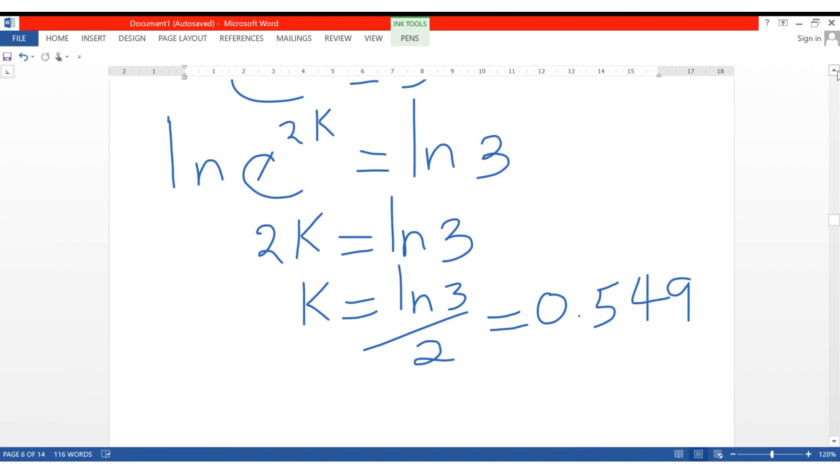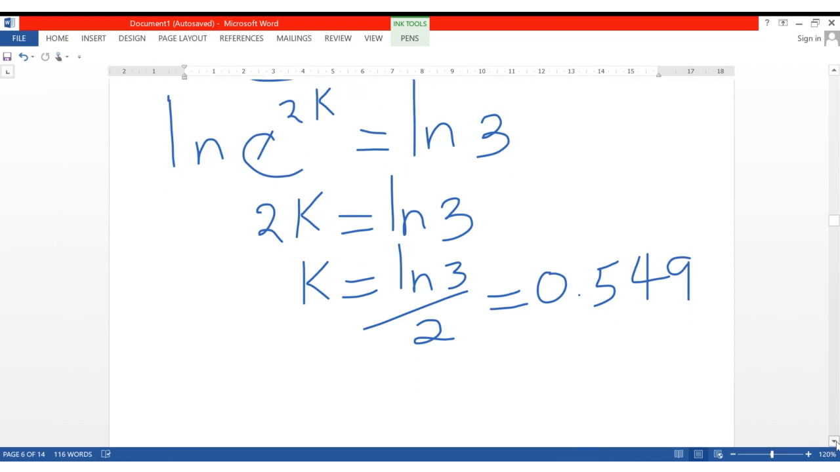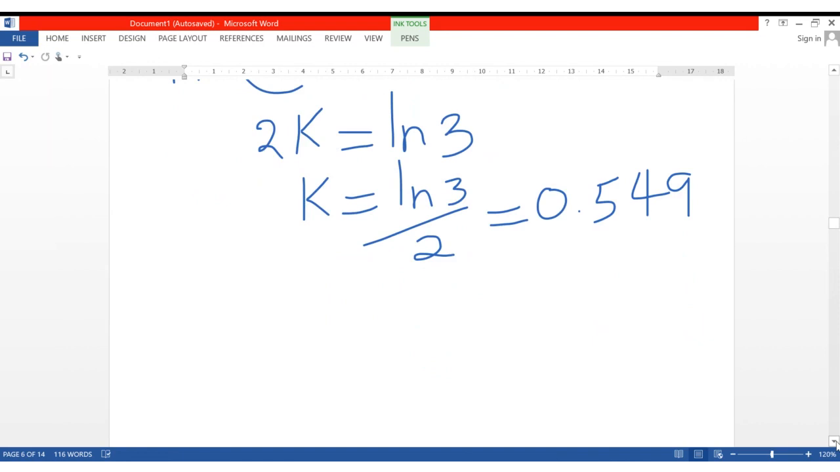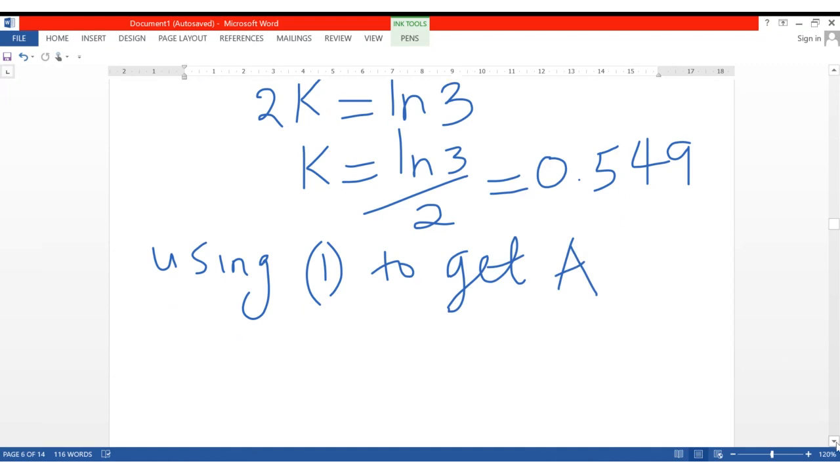So remember we are solving for two constants. That's what we said. I'll use one of the equations. You can either use equation 1 or equation 2. So let me use equation 1 to get a. That's what Philomena had said about substitution. You substitute back the value that you have gotten. So equation 1 was saying that 100 was given by a exponential 2k. Even if you use the second equation, you should get the same thing.